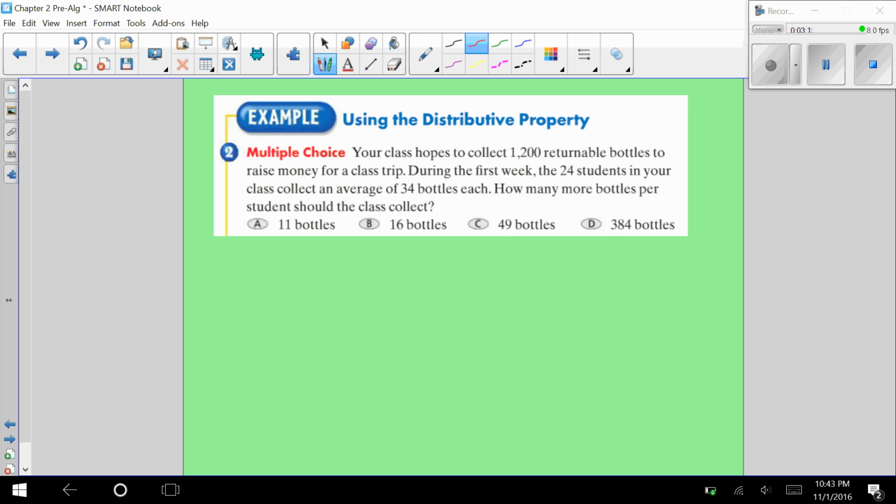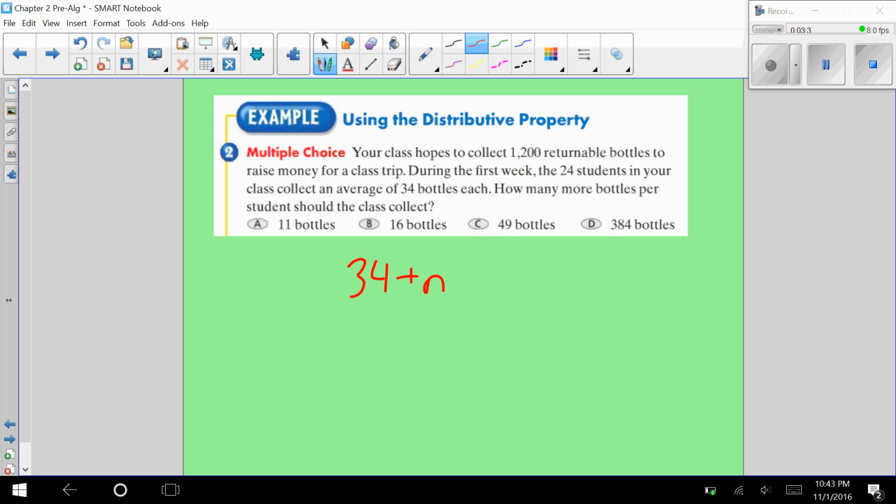Well, let's start by thinking, how many bottles has each student collected? Well, so far they've collected 34 each. How many do we want them to collect? Well, we don't know. 34 plus some mystery number, I'll call it n. That's each student. So if one student collects that much, we have 34 plus n.